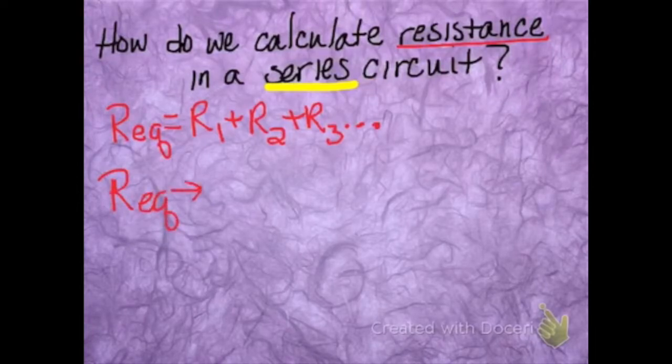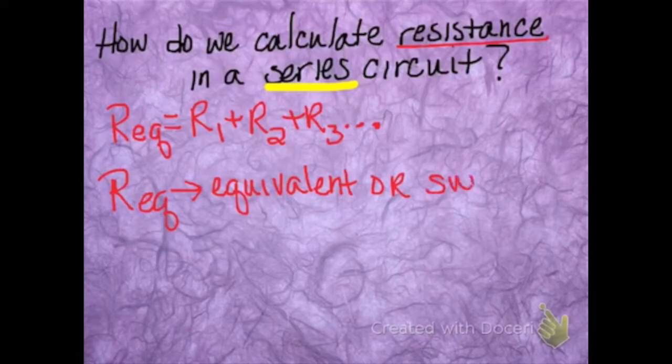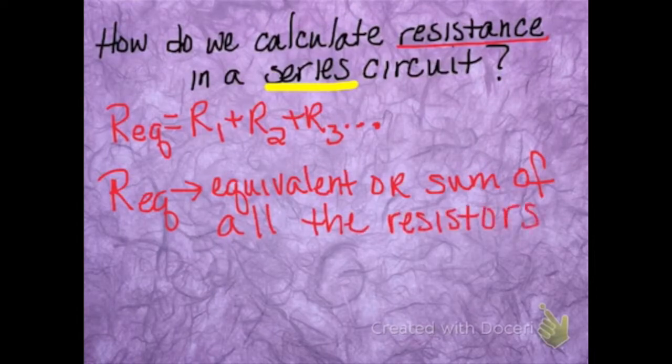Req is the equivalent. In other words, it is the sum of all the resistors. So whatever resistors you have in a series circuit, you're going to add them all together. That's what this is telling us. We have to add this, and we have to add this, and we have to add this. Okay? Add, add, add. However many there are, we're going to add them all together. That's going to give us our Req. And our Req, which is the equivalent, is the sum of all the resistors.